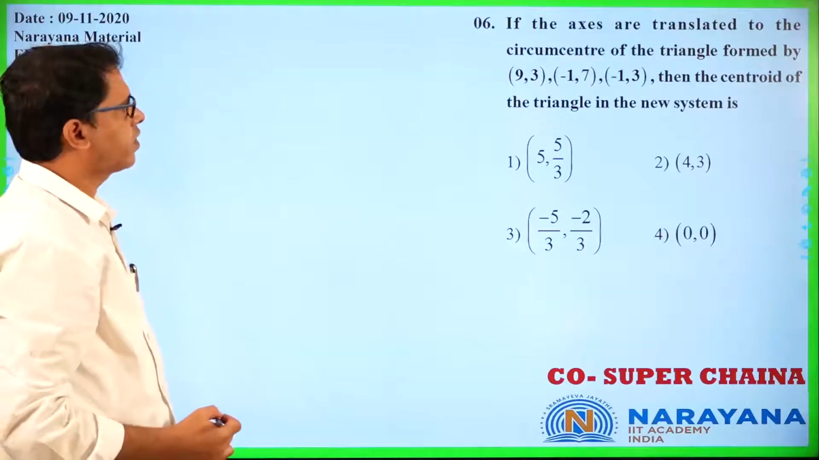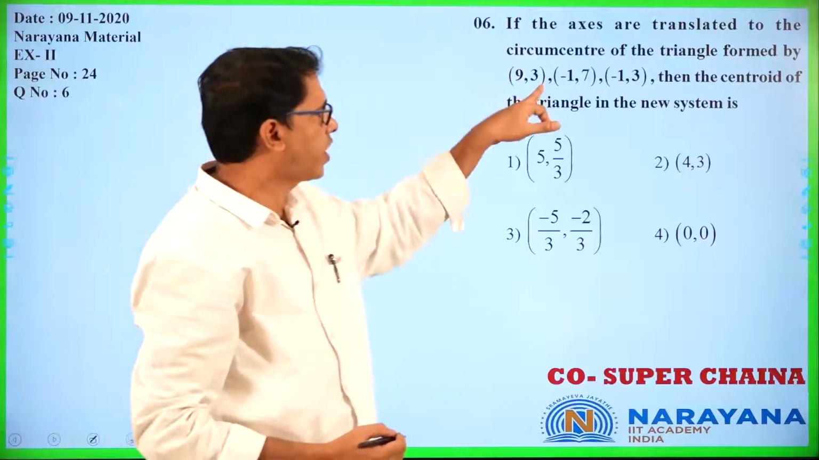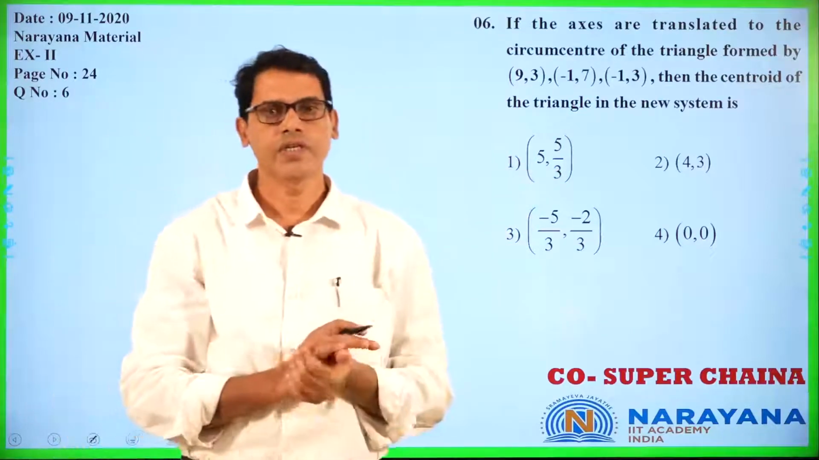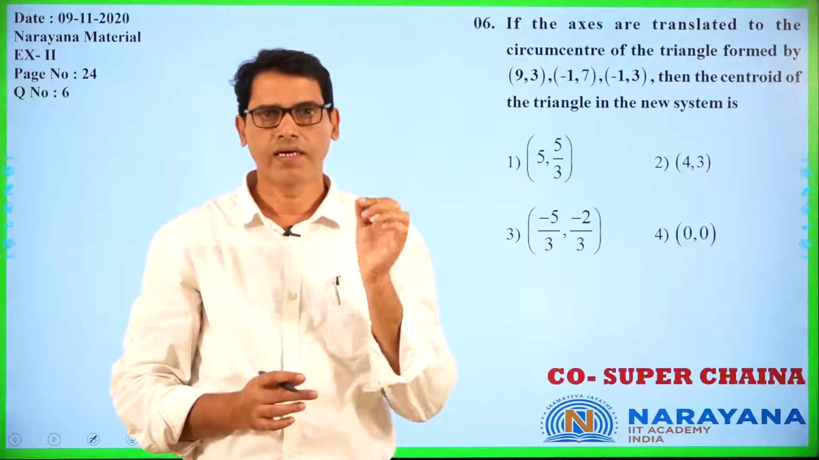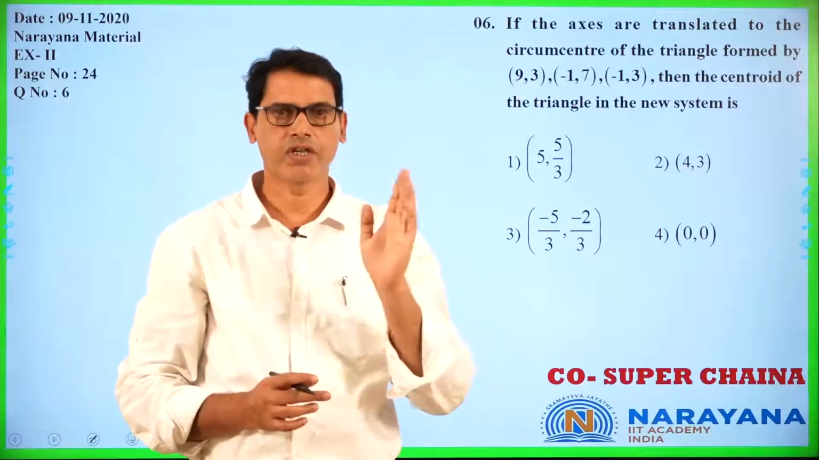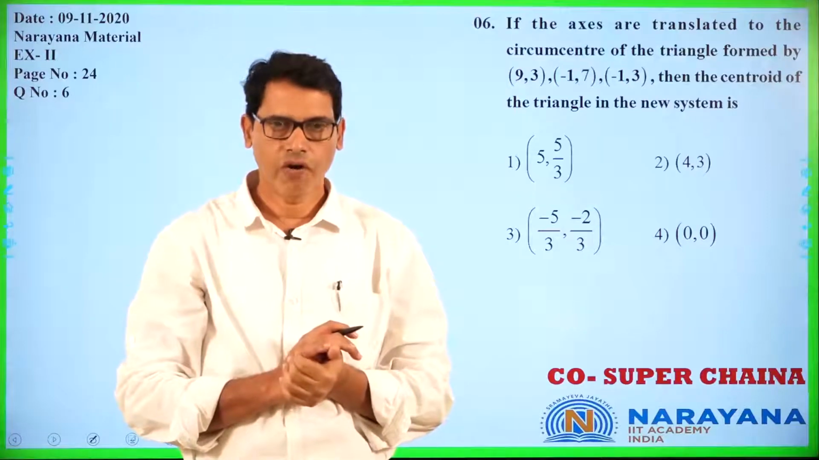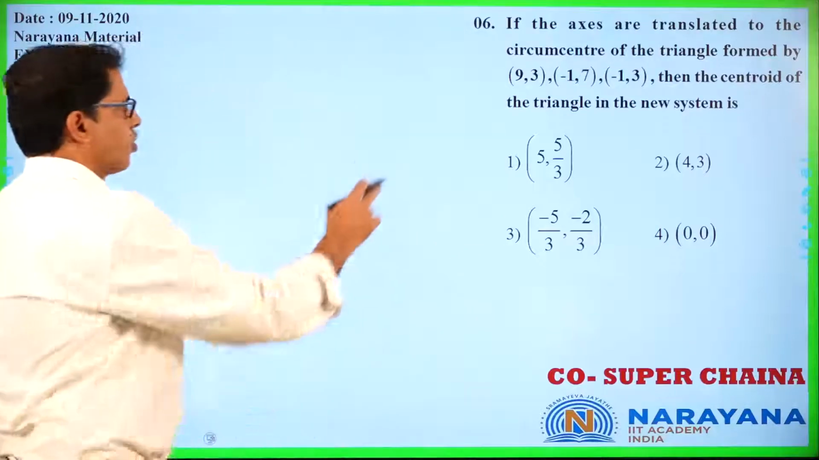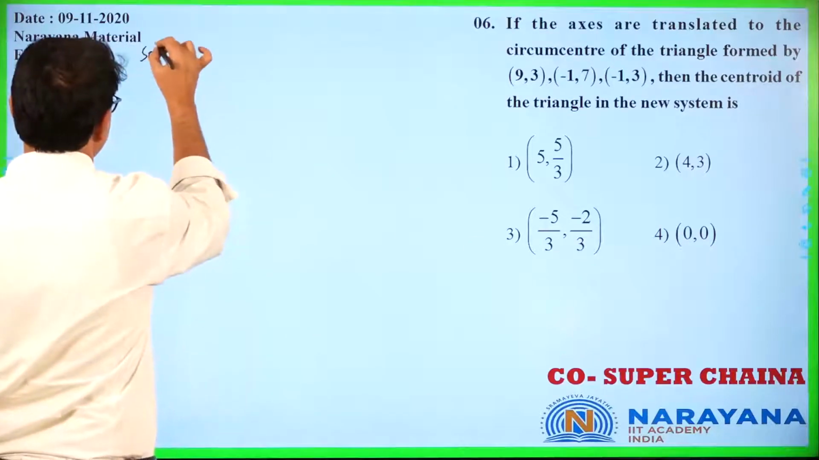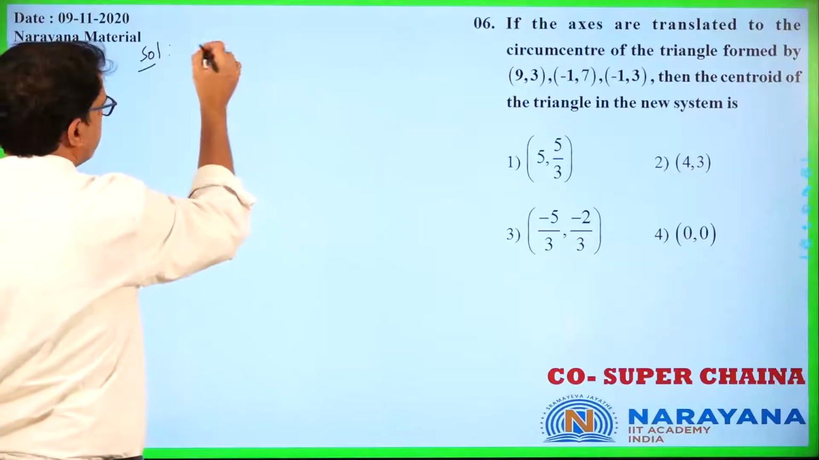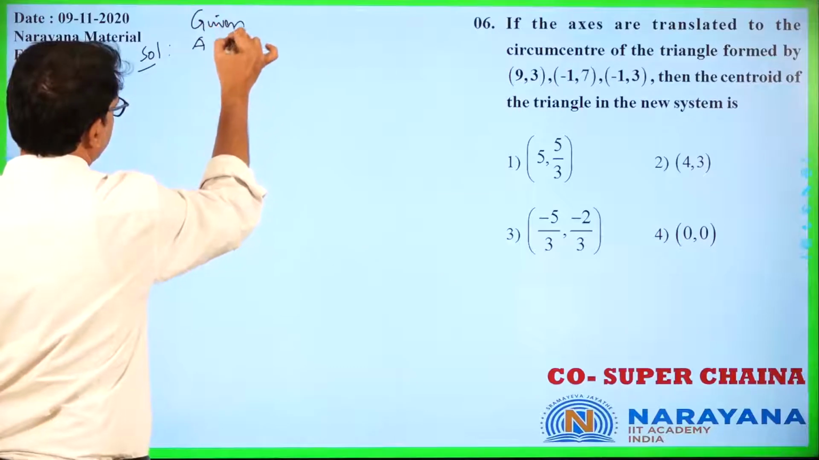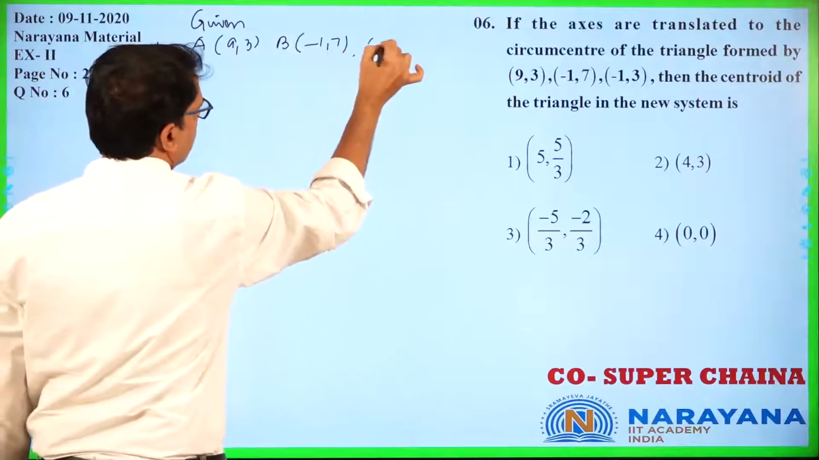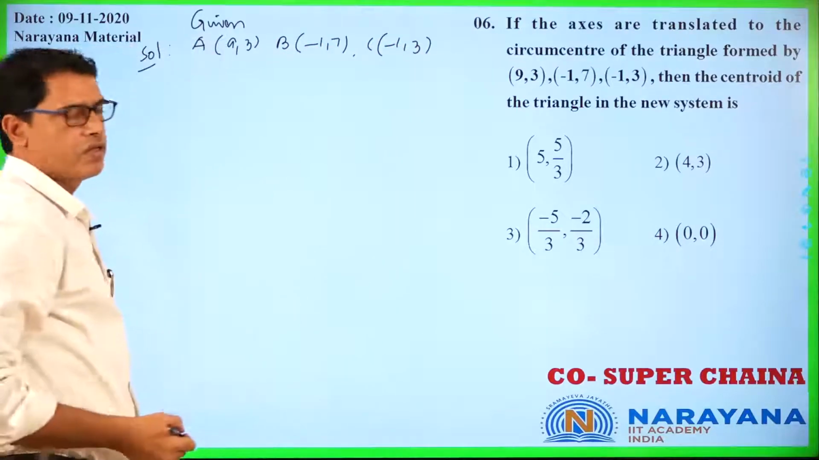If the axes are translated to the circumcenter of the triangle, then find the centroid of the triangle in the new system. Here the translated point is the circumcenter, so h comma k is equal to the circumcenter. We have to find the new coordinates of the centroid of the triangle. Observe the coordinates: let A equal 9 comma 3, B equal minus 1 comma 7, and C equal minus 1 comma 3.